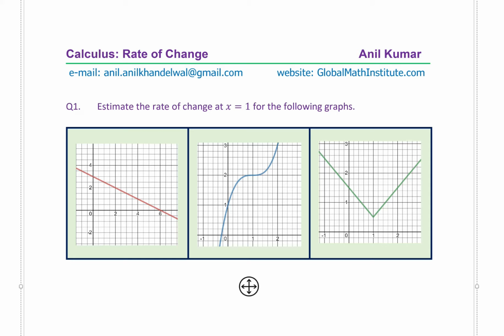Question number 1 here is, estimate the rate of change at x equals 1, right? So at x equals 1, you need to estimate the rate of change for all the following graphs. These are the three graphs for you. When we say at 1, this is 1 for you, right? So this is the point we are interested in. Here 1 is this point, right? So that is the value of 1. Estimate the rate of change here.